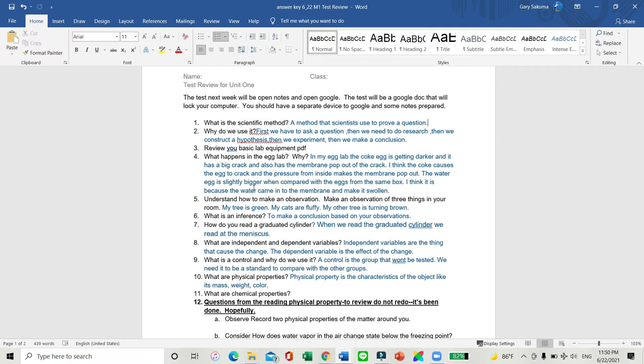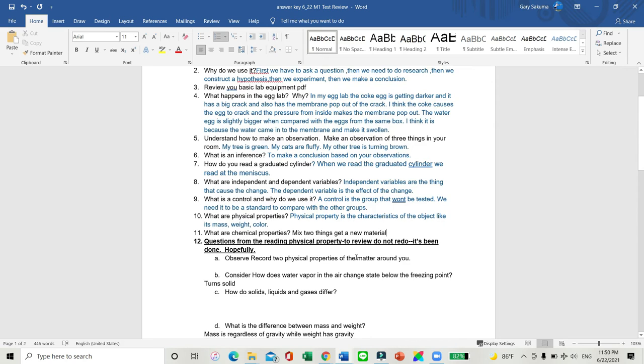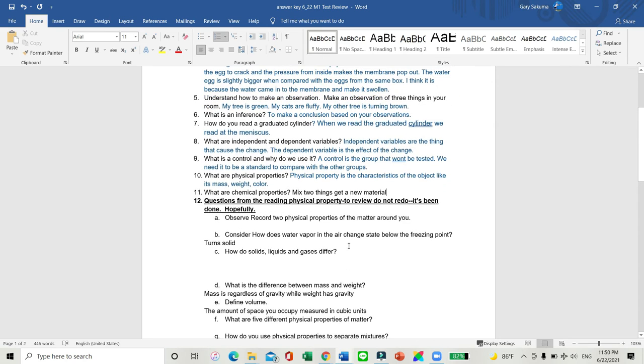It won't be tested. A physical property is a characteristic of an object, like its mass, weight, color, density, things that don't change. Chemical properties are found by finding out what's different, like you mix two things together and you get a new material. The reading for the question should have done it already, but just physical properties of the material around you: color, shape, size, whatever.